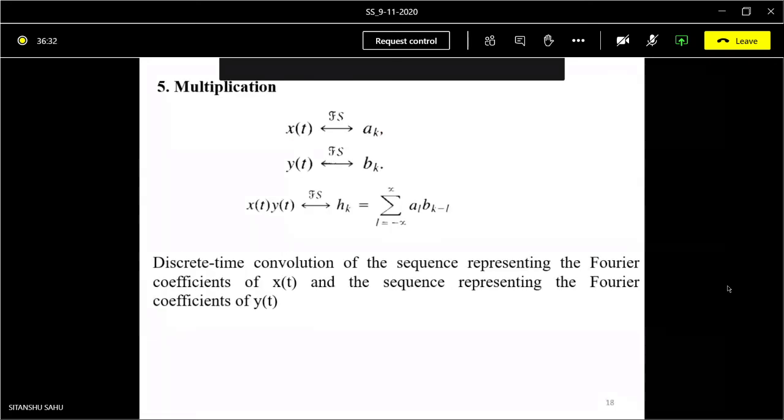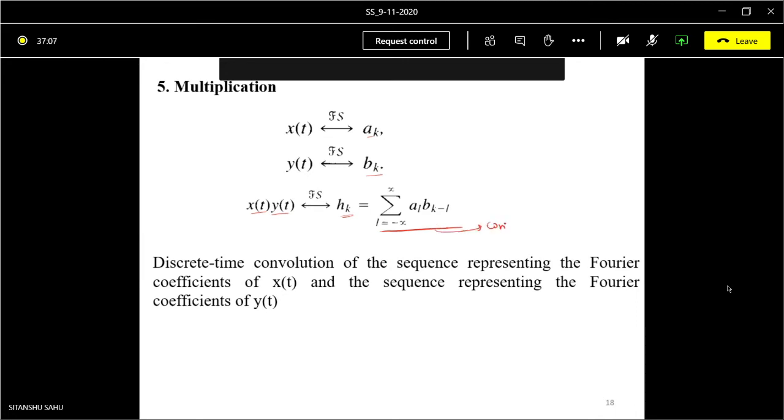Then the multiplication property. If x of t gives me ak and y of t gives me bk, then if I multiply x of t with y of t, that gives me the Fourier coefficient hk, which is nothing but summation l equal to minus infinity to infinity al into b of (k minus l). So this looks like a convolution operation.